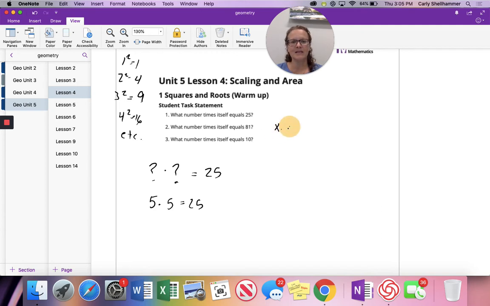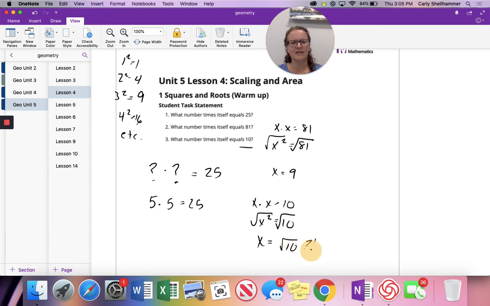What number times itself equals 81? It's like x times x equals 81. X squared equals 81. If I take the square root of both sides, x equals 9. What number times itself equals 10? I don't have a perfect square for 10. There's nothing that I could actually do.